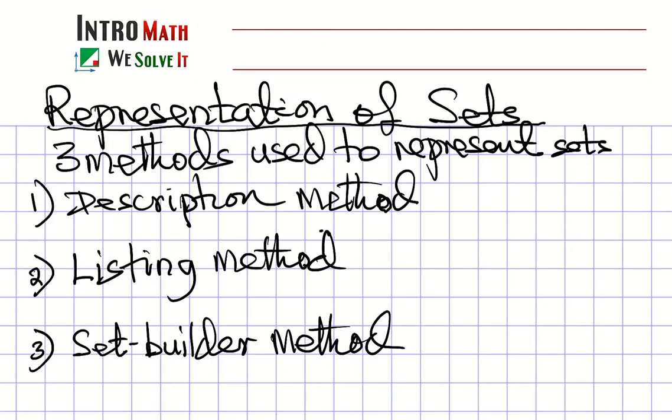All right, there are 3 methods applied to describe a set of elements, right? The first method is called the description method. The second method is called the listing method. And the third method is called the set builder method. I'm going to explain each method and then use an example. Okay. The first method is just a description of the set.